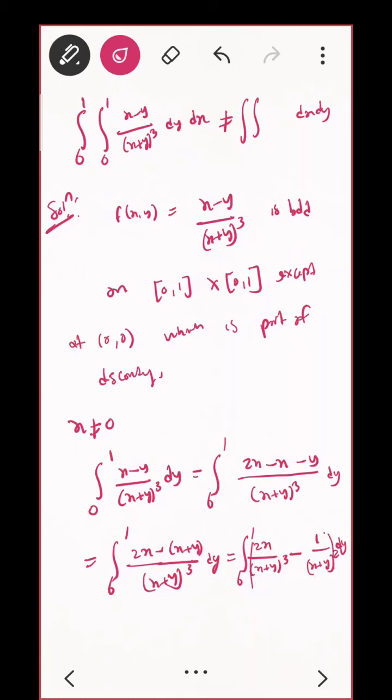After that, what is the next step? See, what about this? How to solve this? With respect to dy you are doing, so 2x is constant here. So x plus y raised to minus 3, you can directly integrate that. 2x is constant, x plus y raised to minus 3 plus 1, that is minus 2, correct? So that will be x plus y raised to minus 2 upon minus 2, and here it was minus, and the limit is 0 to 1.